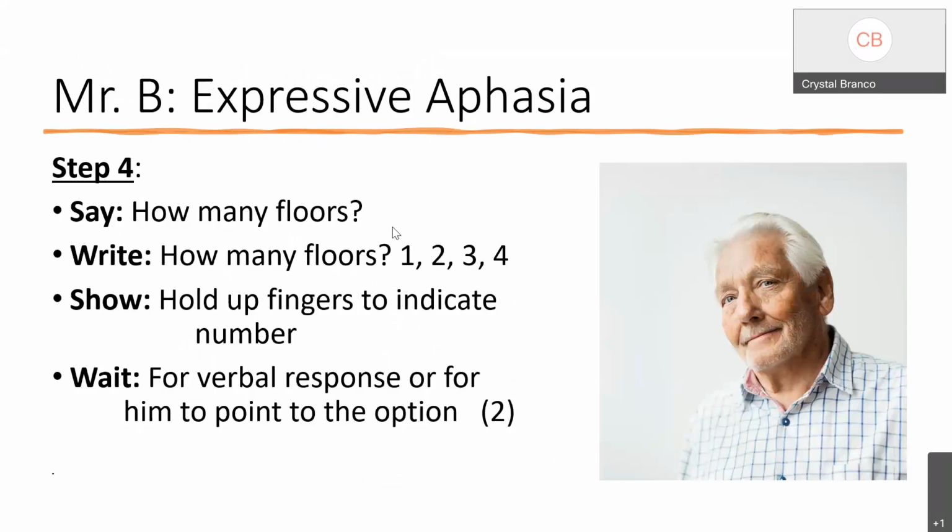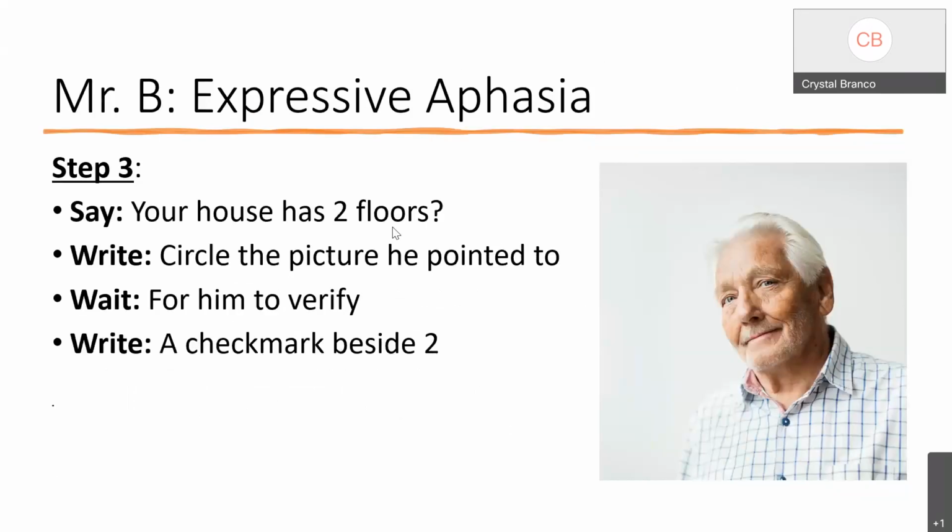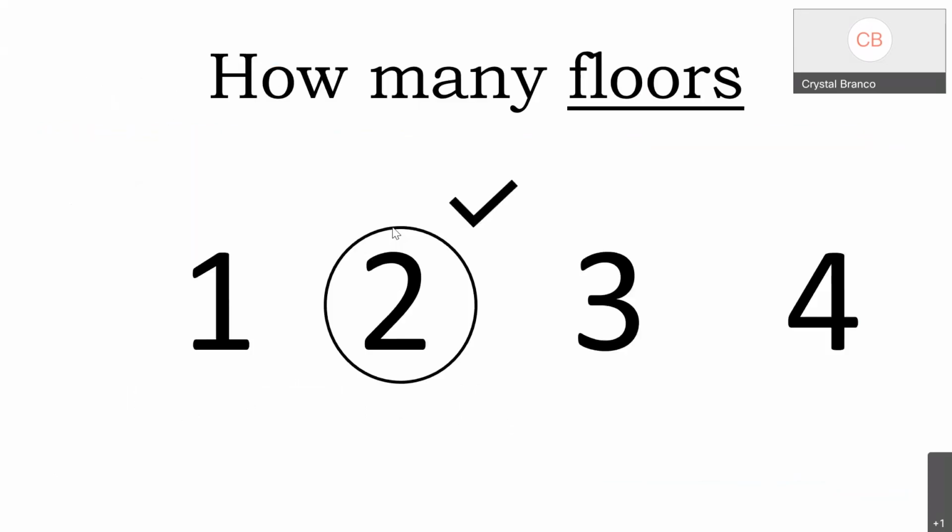So he may be able to respond verbally. He may be able to hold up the number of fingers, or he can point to the options. And hypothetically, he points to the number 2 on the paper. So the visual might look something like this. So now you want to verify. So your house has 2 floors. Circle the picture he pointed to, wait for him to verify, and once he verifies, put a check mark beside the number 2. And it might look something like this.